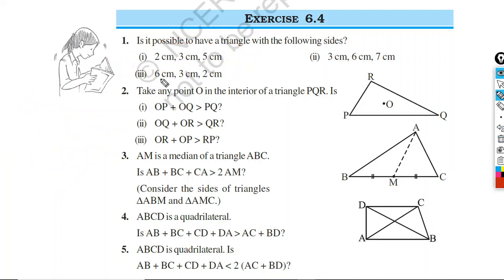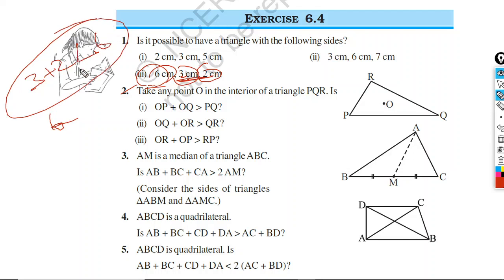Here again you see 6, 3, 2. That means 3 cm and 2 cm. 3 plus 2 is 5. Here 6. You can see 3 plus 2 is less than 6. But we have just checked that the sum of the two sides must be greater than the third side. Here it is not greater, so this triangle cannot be constructed.